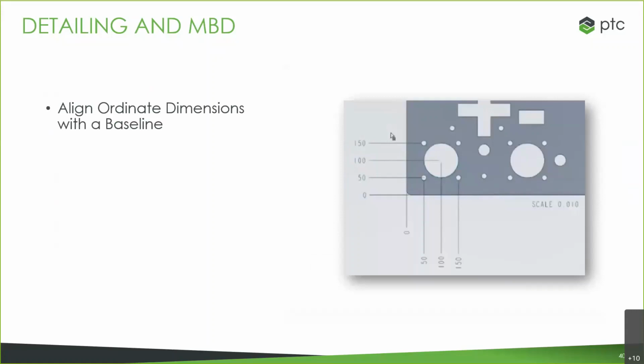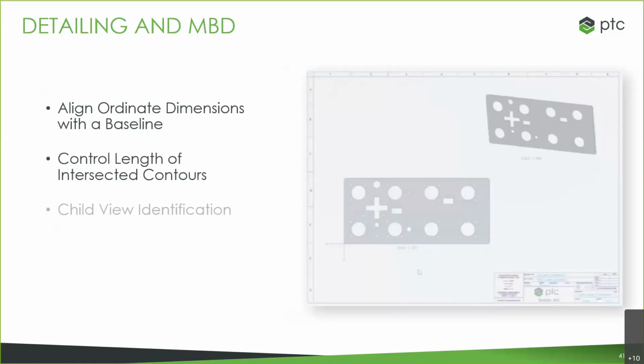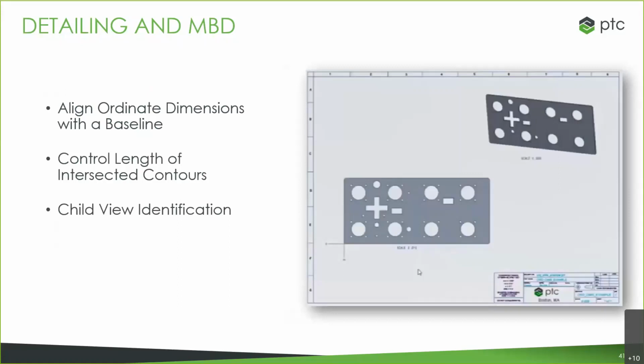Next, we're able to align ordinate dimensions with a baseline. So this is something that you'll run into if you're working with the ANSI standard. It's how they like to do it. So we've built out those ordinate dimensions to work well with that baseline. We can control the length of the intersected contours, so beyond the intersection point, you can enable those intersection witness lines. And we have child view identification, so it's very easy to see where drawings go to, especially useful if you're going to be working with multi-page drawings, or even if, again, you weren't the one that created the drawing. That can be very helpful for keeping all of that straight.